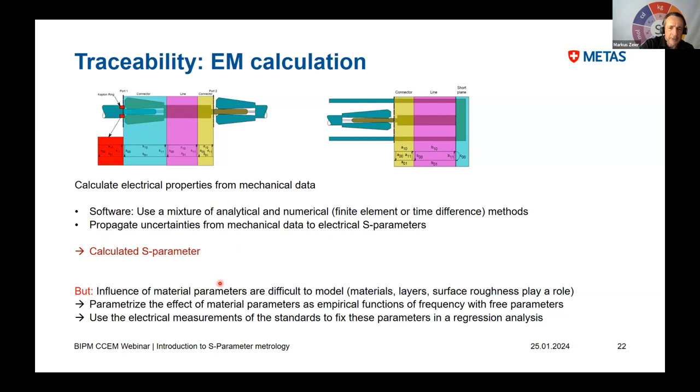It's already quite elaborate to do that, but, and that's where the electrical measurements come into play, it is difficult to characterize the influence of the material parameters, because materials, layers, surface roughness, all this plays a role. The way it is generally done nowadays is that the effect of material parameters is parameterized as empirical functions of frequency with a few free parameters. And then, because our calculated S parameters still have some free parameters, we use the electrical measurements of the standards to fix these parameters in the regression analysis.